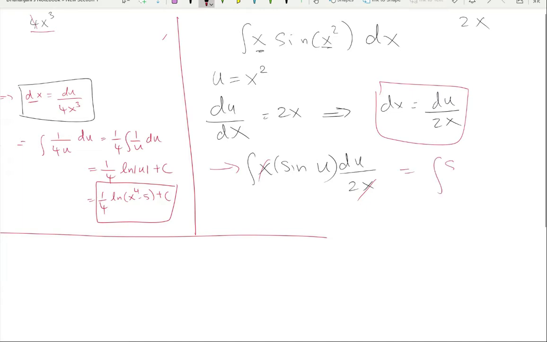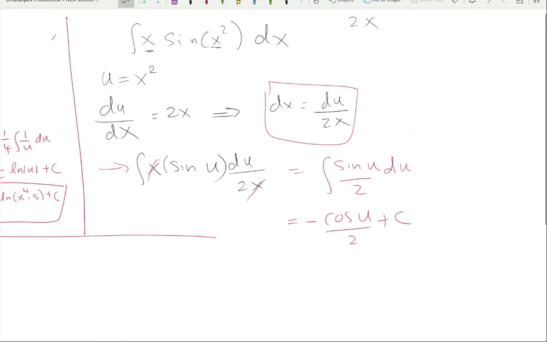Okay, so then sine u over 2 here. If you integrate sine u, don't forget you get negative cosine u, plus c. That's in our basic integration review playlist, so in case you have missed that, click on the link above to go and watch it. So negative cosine u over 2 is negative cosine of x squared over 2 plus c. So this is the answer for the integral that I showed above.